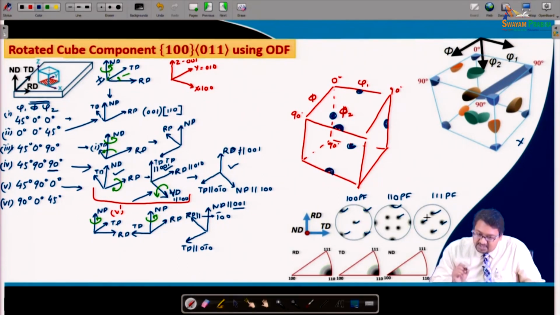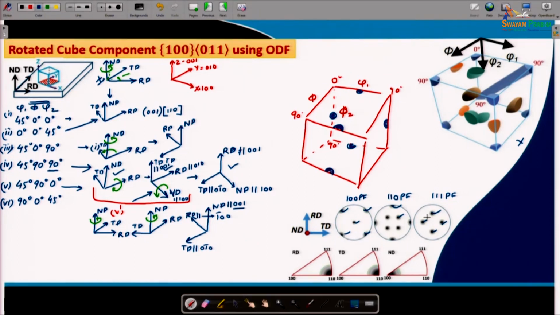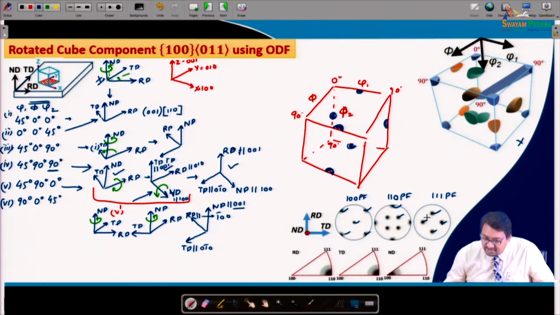Now, you see that the rotated cube component has the rolling plane parallel to 100, that is the ND parallel to the 100 axis or the 010 or the 001 axis. So, 100 axis family. So, it can be shown here. The RD is basically parallel to 011. So, it can be shown parallel to 110, and if we cross multiply 100 with 011, we will see that the TD axis is also in the family of 110 axis. So, the TD can be shown here, and we have discussed this.